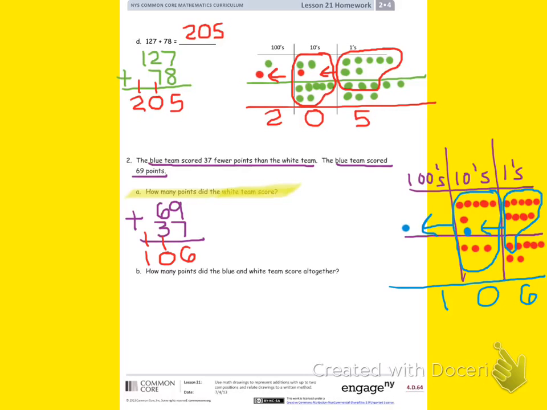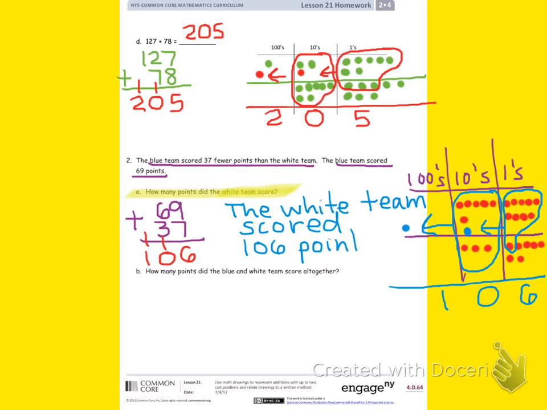Now I have to answer my question. How many points did the white team score? The white team scored 106 points. Remember, when we're doing word problems or story problems, the process is read, draw, write to solve the problem.